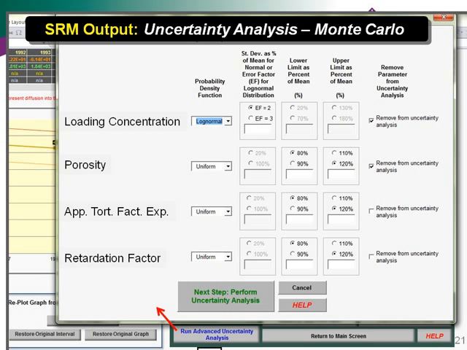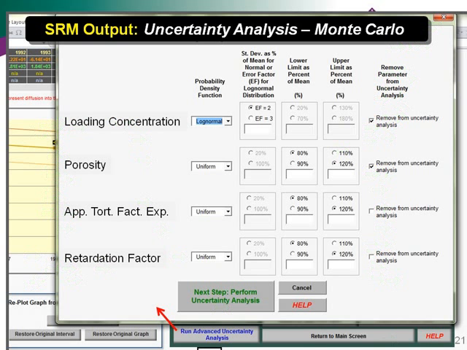So the second uncertainty option that the square root model has is a Monte Carlo analysis. And what it does is provide 4 different parameters that can be used for the Monte Carlo analysis: the loading concentration, the porosity, the apparent tortuosity factor exponent, and the retardation factor. And the user also has the option of using these 4 parameters or removing them from the analysis.